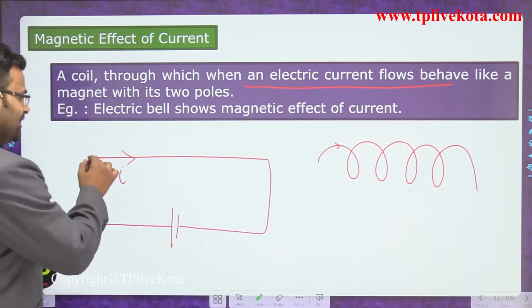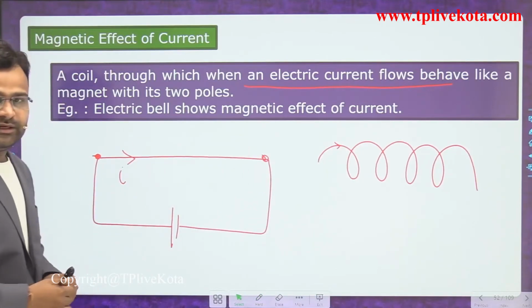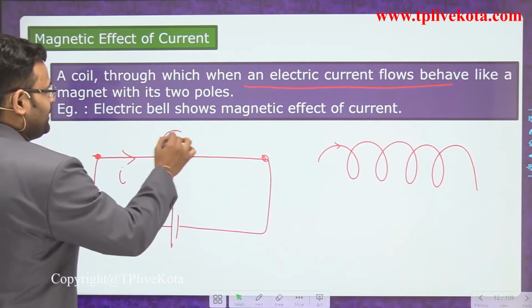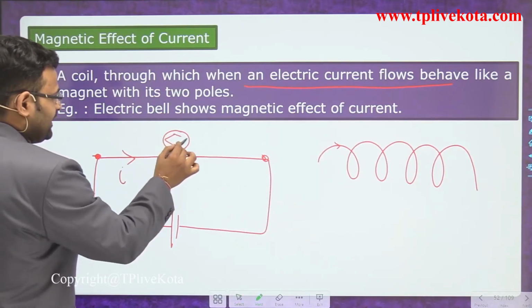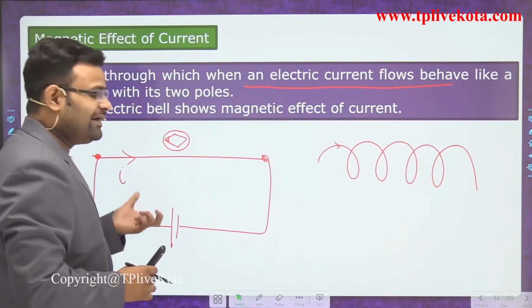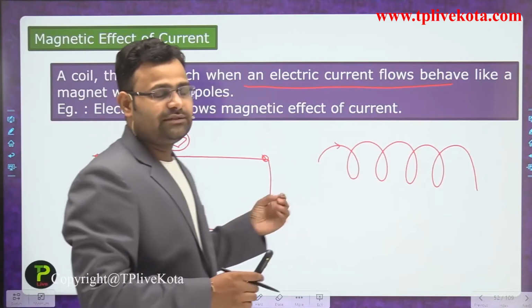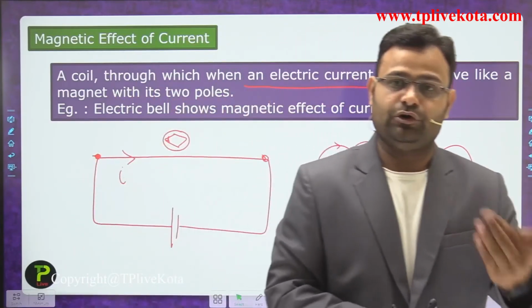Okay, when the current is flowing from that point to that point, a magnetic field is developed. Use a magnetic compass. You know what a magnetic compass is? Place the magnetic compass here and change the direction of the current. By changing the polarity of the battery, you will see that the direction of the magnetic compass also changes.